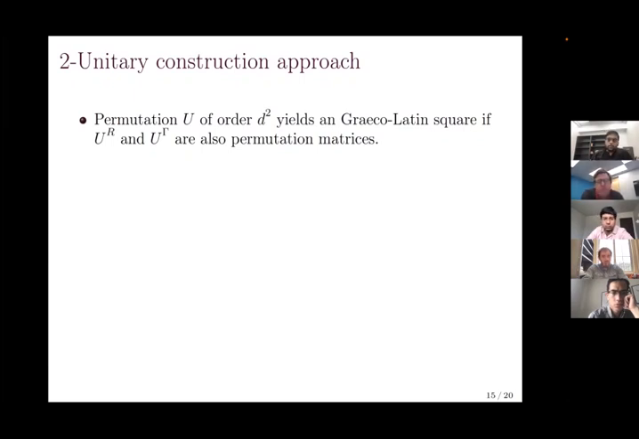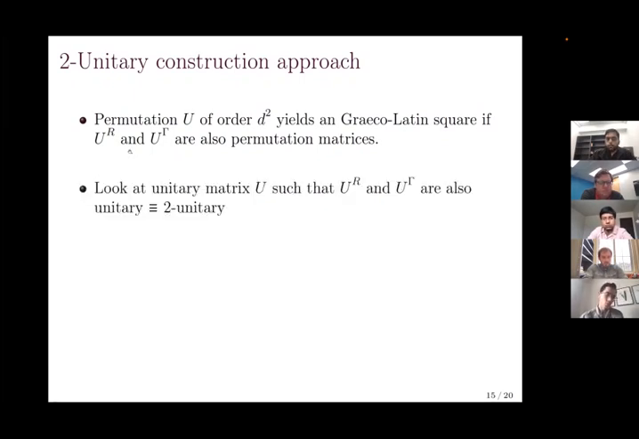And now they prove, going one more step further, that if instead of a permutation matrix, you look at unitary matrices such that the reshuffled and the partial transpose matrices are also unitary, they're calling it 2-unitary, then the corresponding state you get is an absolutely maximally entangled state.